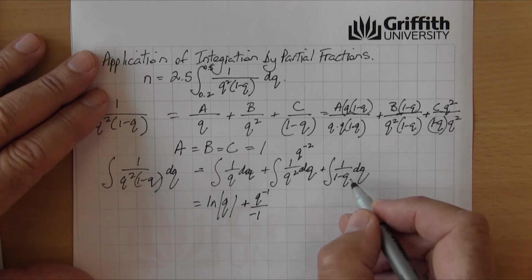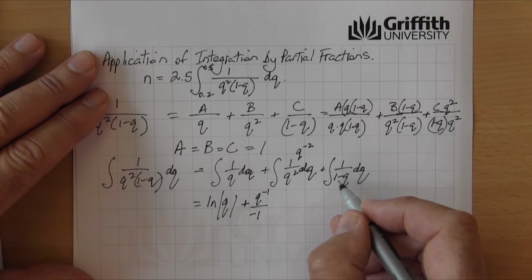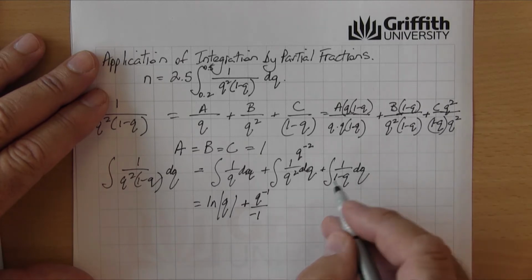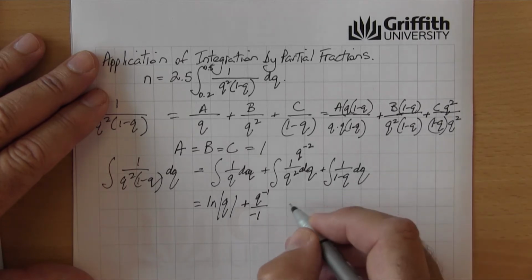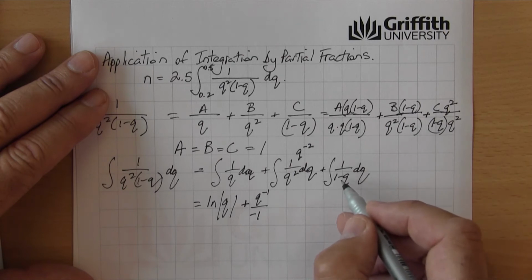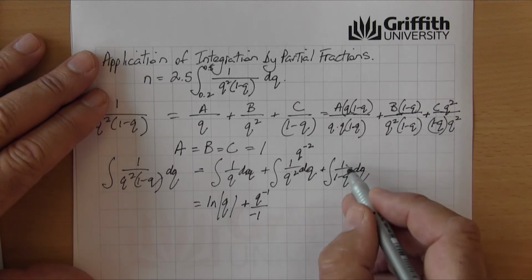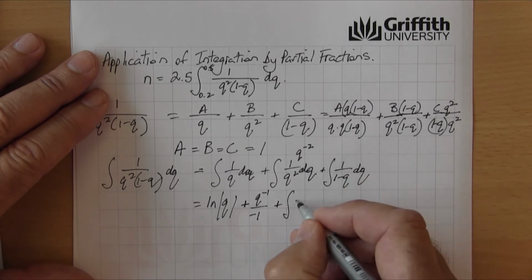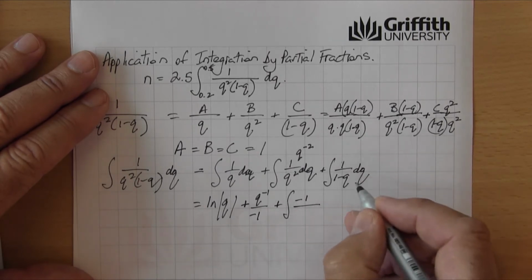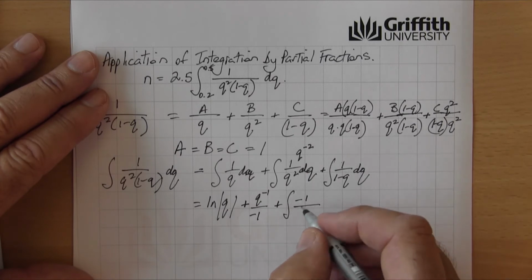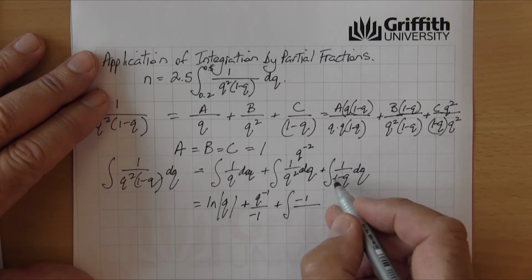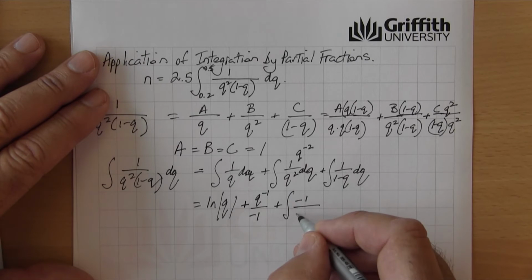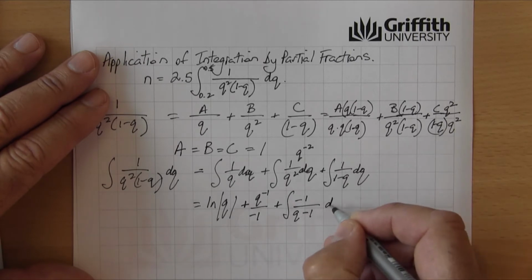If it was q minus 1, it would be just ln of q minus 1. But because we've got 1 minus q, it's not that easy. What we've got to do here is to make it into q minus 1 by multiplying top and bottom by -1. So that'll be the integral. If I multiply the top by -1, I get -1. And multiply the bottom by -1, I get -1 plus q. Now I can write that as q minus 1 dq.